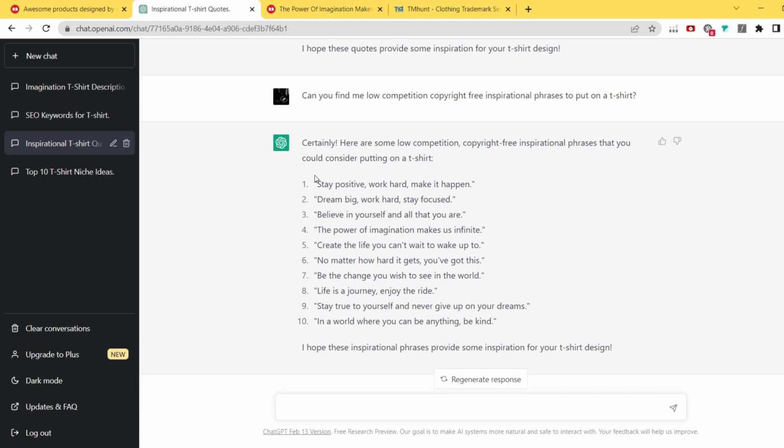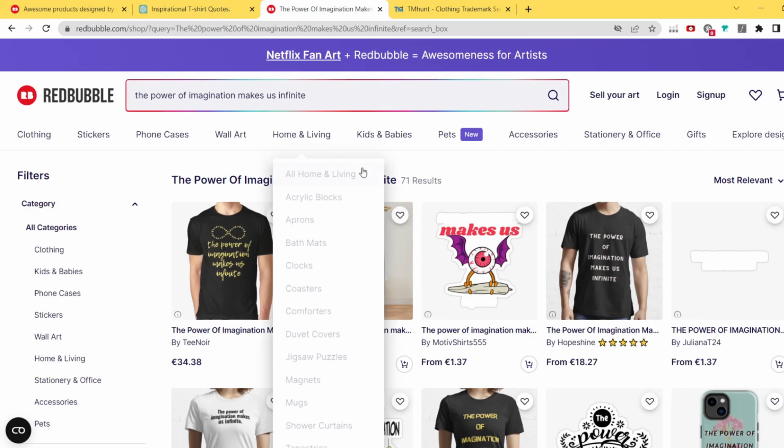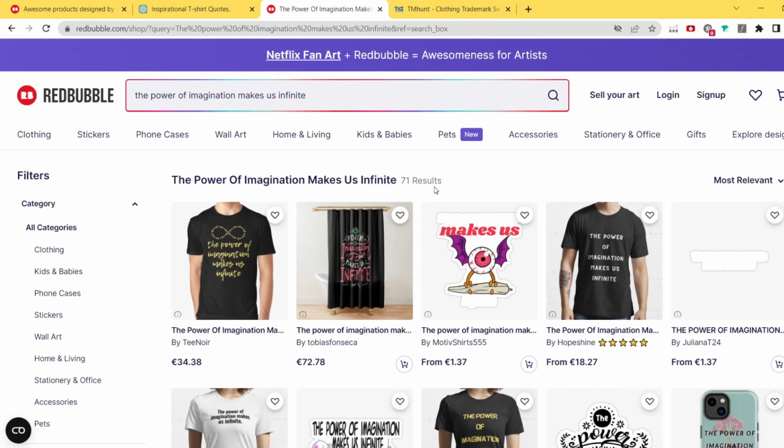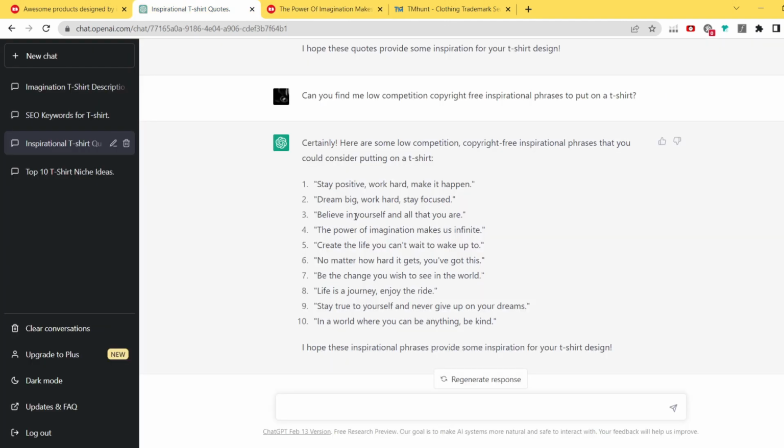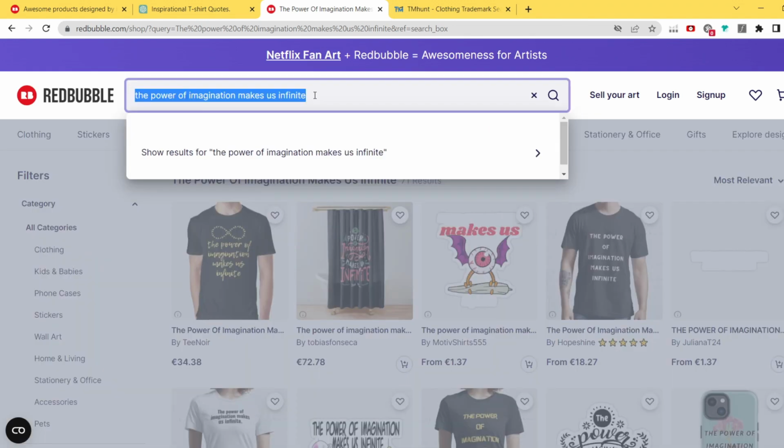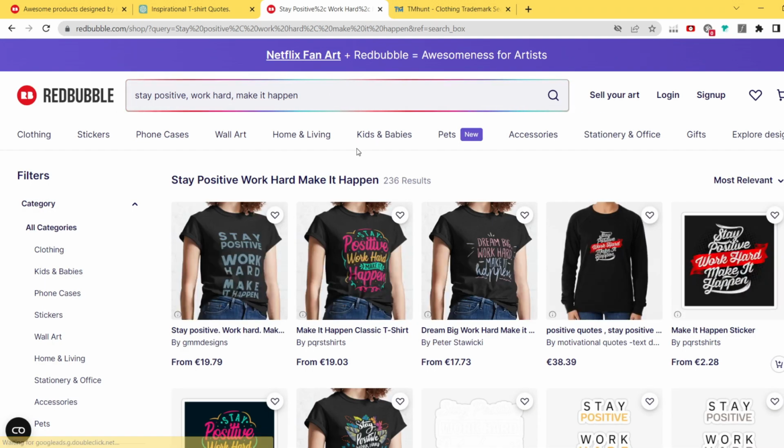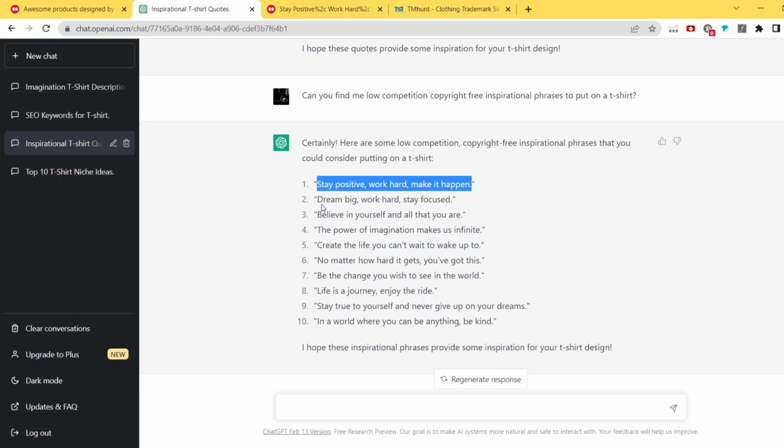Here are the results he gave me. I typed one of them into Redbubble search: the power of imagination makes us infinite. As you can see, only 71 results on Redbubble. It's not like this phrase is a gold mine, but out of these 10, most of them will probably work great on Redbubble. Let me try "stay positive, work hard, make it happen." As you can see, 236 results. Wow.